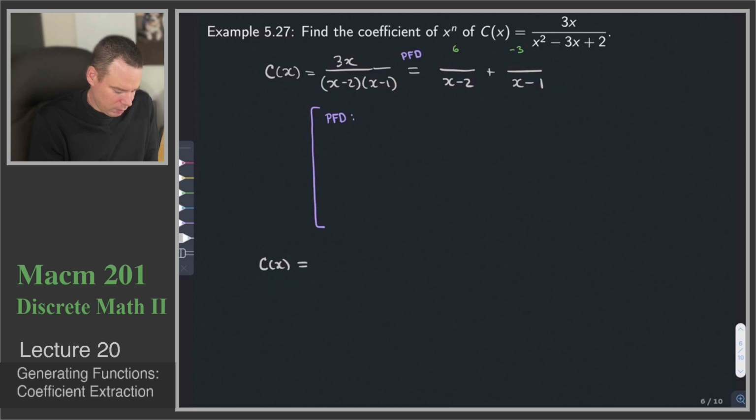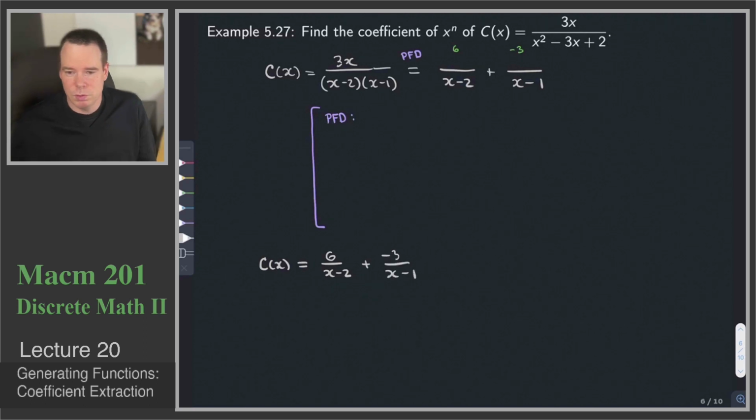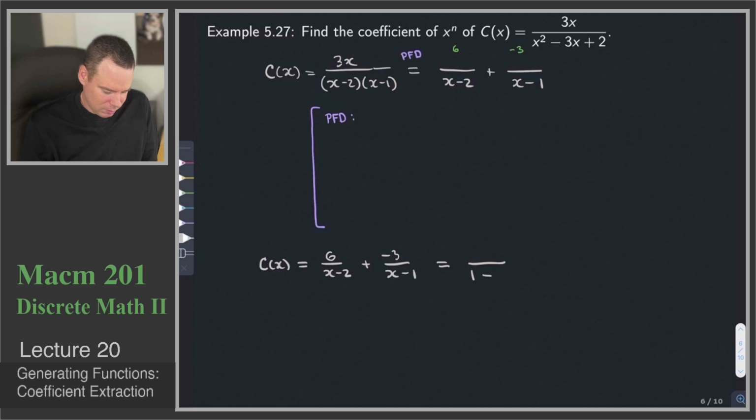So what we have found is that c of x can be written as 6 over x minus 2 plus negative 3 over x minus 1. And this is great. We've just written it in an alternate form, one that's easier to extract coefficients from. We're almost at the stage where we can extract coefficients. The idea is it's much easier to do it if it's constant over 1 minus something. And so that's the form I want to get it into.